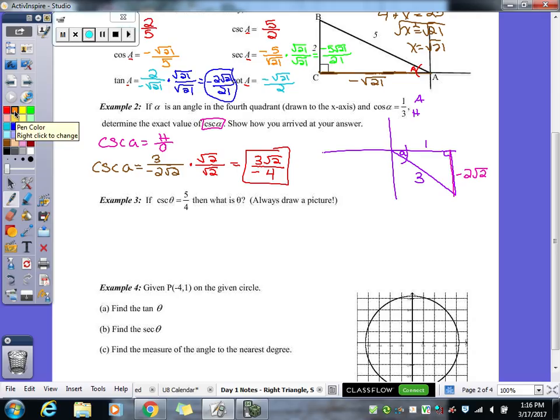All right, example 3. They said if cosecant theta equals 5/4, then what is theta? So again, cosecant is not on your calculator, so we can't use it, but it's the reciprocal of which one? Sine. So sine theta would be 4/5. So now on your calculator, you can do second sine, 4 divided by 5, and then it's going to give us our theta.